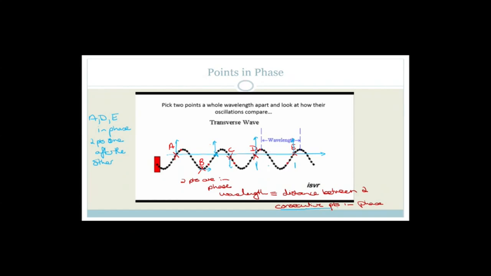So therefore, A to D is not a wavelength, it's actually two wavelengths, but D to E is a wavelength. Now, admittedly, the way that people do it is they tend to go from crest to crest or trough to trough, simply because it's easier to identify the top of the crest or the trough than to choose some random point in the middle of a wave. But that's the only reason they choose the crests and the troughs. It could be any two consecutive points in phase.